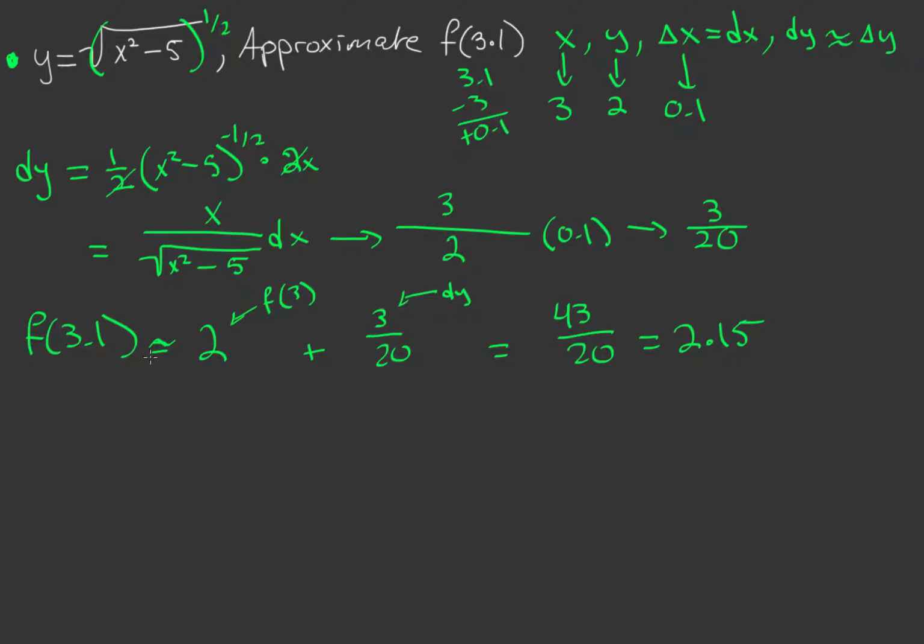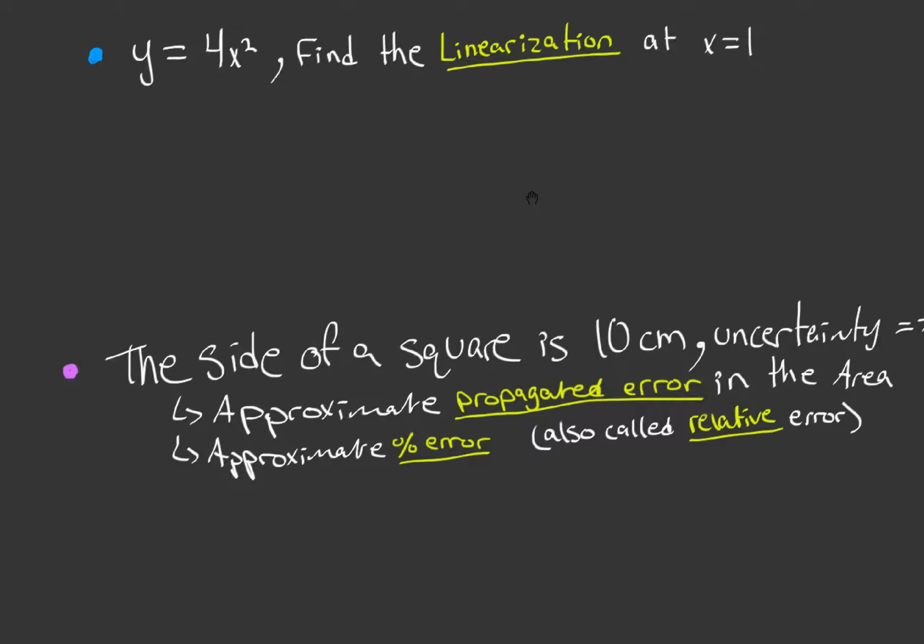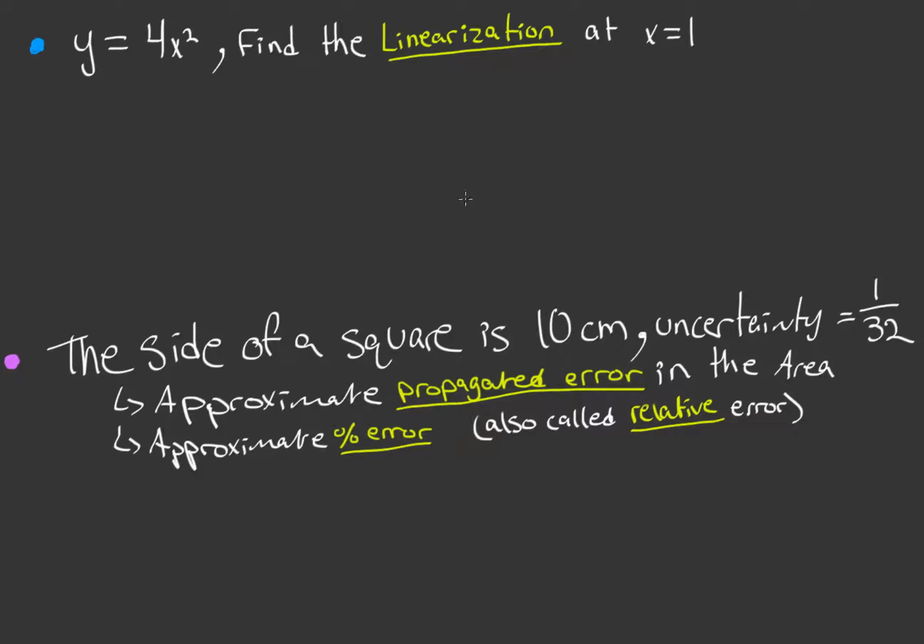So this f of 3.1 is approximately all of this. Now we have our third type of problem, which is a linearization. If we find the linearization of something, all it's asking is to put it into a regular line. I don't like the word linearization. All this means is we're finding a y equals mx plus b line of the tangent. So if we find a tangent, we know it's a line, and so we can put it into this form.